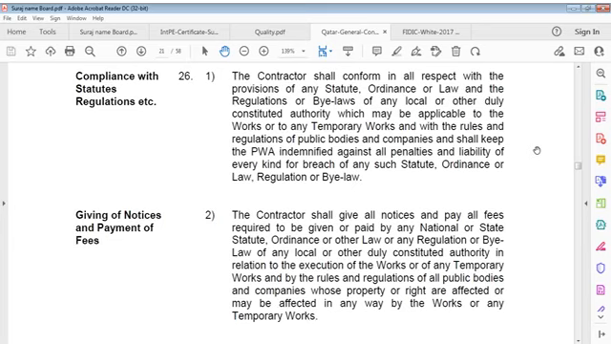Contractor shall conform in all respects with the provisions of any statute, ordinance or law and regulations or bylaws of any local or other duly constituted authority that may be applicable, and shall keep the client indemnified against all penalties and liability of every kind for breach of every such statute, ordinance or law, regulation or bylaw.